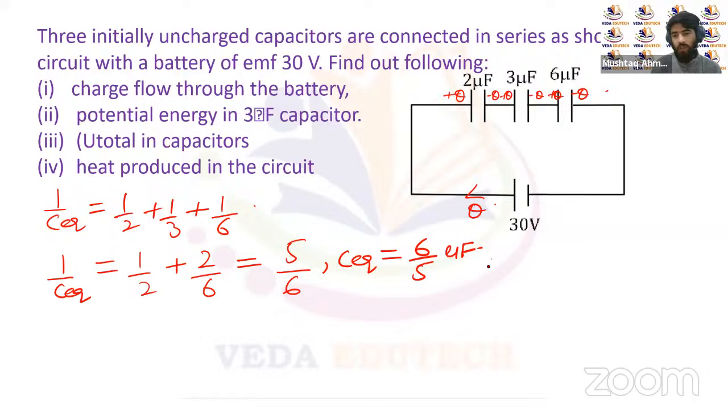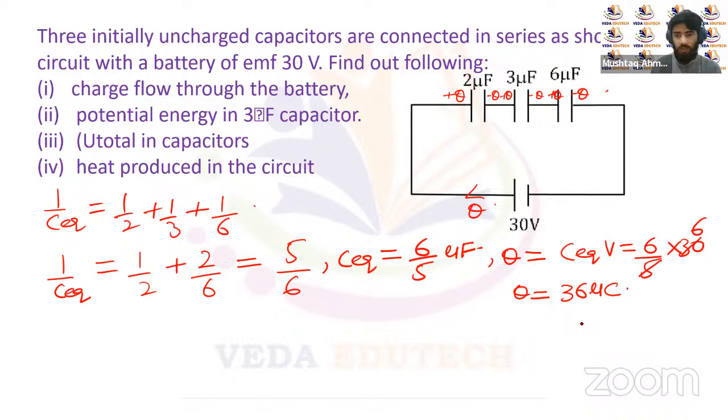If this is the equivalent capacitor, then the charge flow will be equal to C equivalent into V. C equivalent is 6 upon 5 multiplied by V, that's 30 volts. So it will be 5 into 6, so the charge will be equal to 36 microcoulombs.